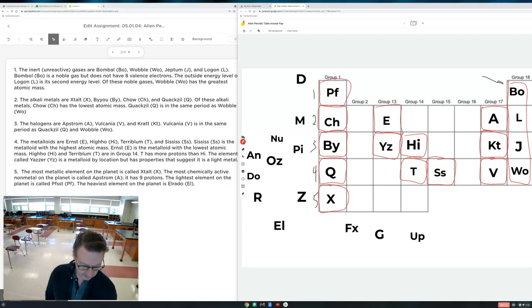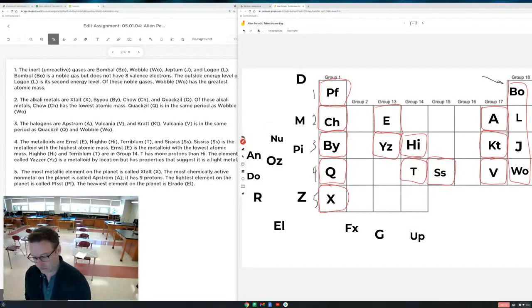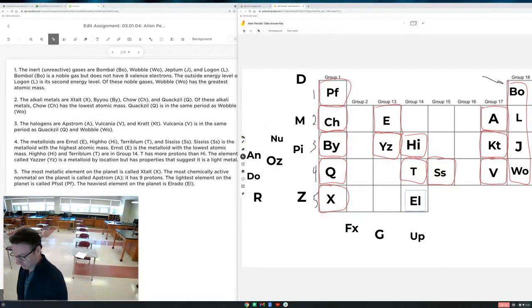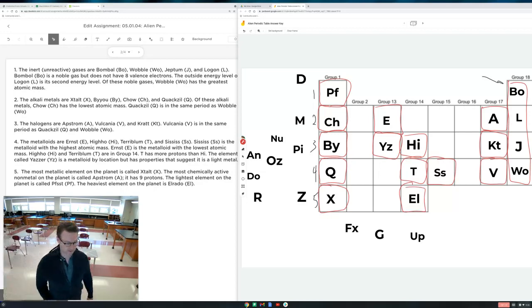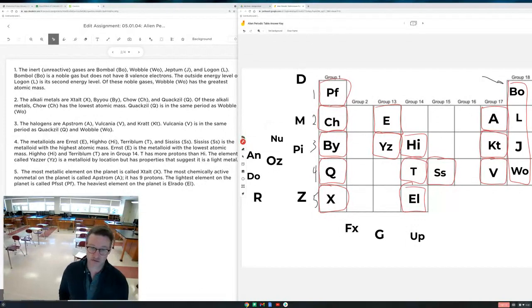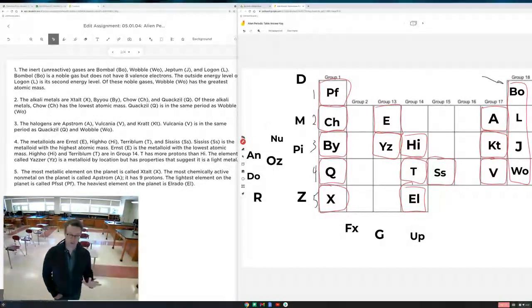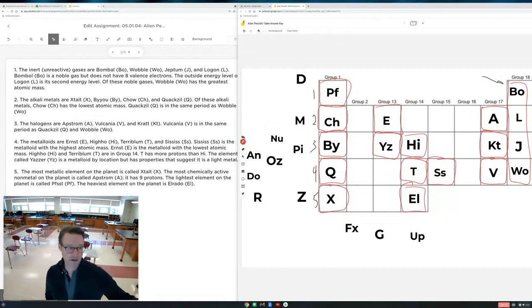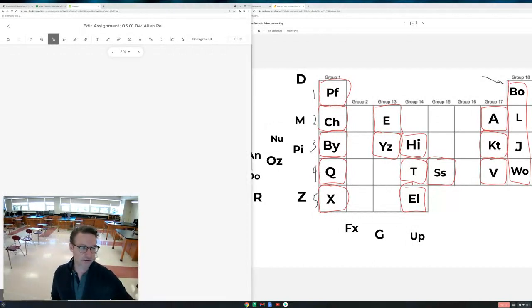And the heaviest is El Rado, which is El. The heaviest would be the last one. So that's right there, and we know that that is correct because that's the only possible place the heaviest element could be. All right, so again, everything we have on here so far, based on the information we have, there's no other way for it to be arranged, so we can lock all those in and go on to the second page here.